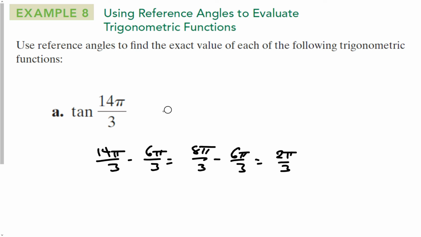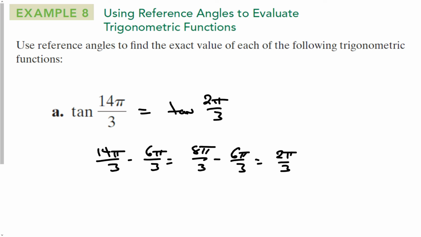So the tangent of 14 pi over 3 is exactly the same as the tangent of 2 pi over 3, because they start and stop in the same spot. 14 pi over 3 is just a little bit bigger. It's more spins around the circle, 2 more spins around the circle, in fact. So these two are going to be equal.